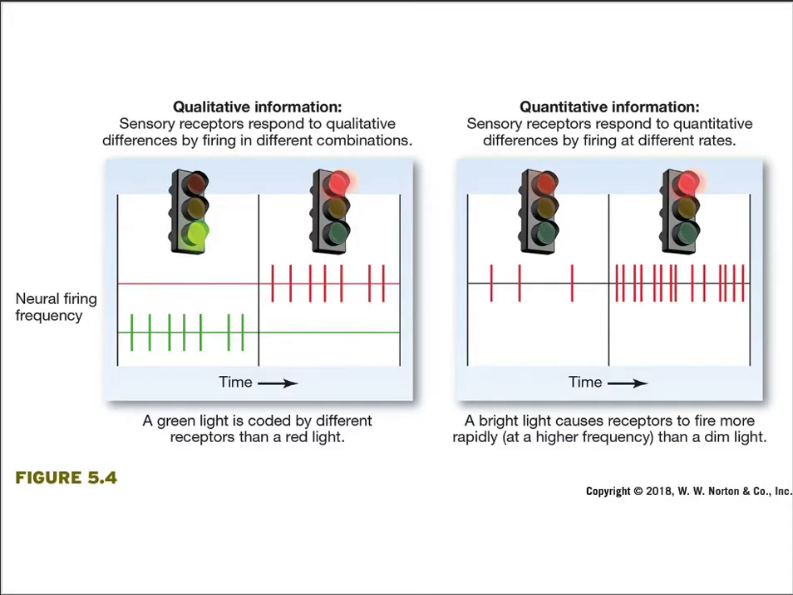Example from the book here. Qualitative information, the sensory receptors respond to qualitative differences by firing in different combinations. A green light is coded by different receptors than a red light. Quantitative information, sensory receptors respond to quantitative differences by firing at different rates. A bright light causes receptors to fire more rapidly at a higher frequency than a dim light.